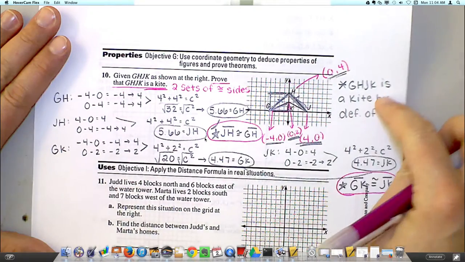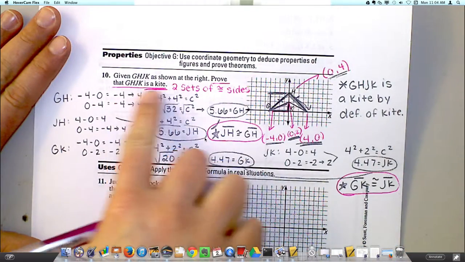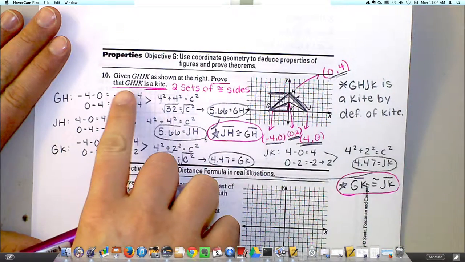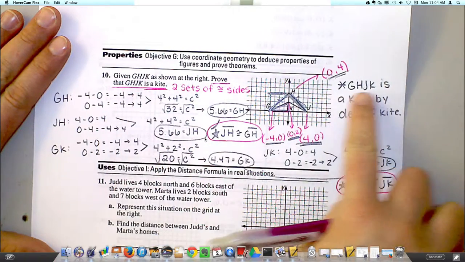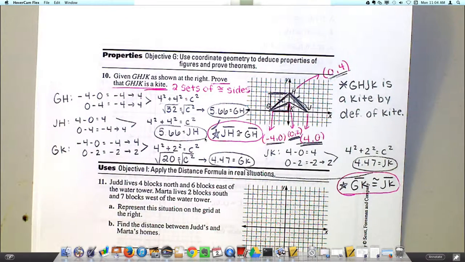Notice that this conclusion statement is always starting with what you were trying to prove. This told us to prove GHJK is a kite, so I started out by stating, hey look, now GHJK is a kite. Okay, so that's how I would tackle that one. In the next video, we're going to tackle a proof that has to do with circles.